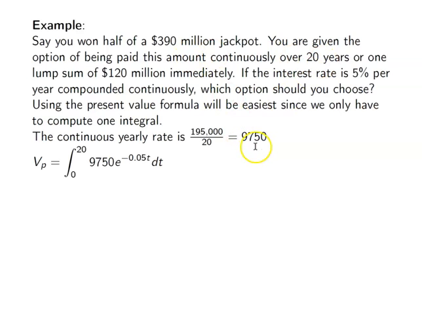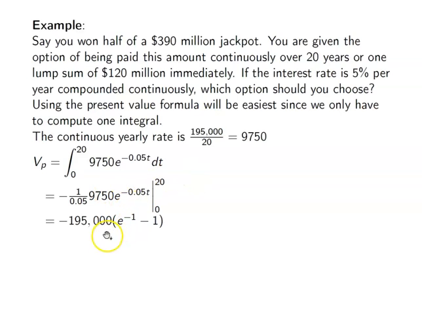That's the continuous rate. So the present value of that is this 9,750 per year, e to the negative of the potential I'm losing from investing, right? So negative 0.05 t, and we just find this integral, okay? So multiply by the reciprocal of the exponent. So negative 1 over 0.05, 9750 stays there from 20 to 0. At 0, this turns into 1. So I just have this constant, and then plug in 20 as well, right?